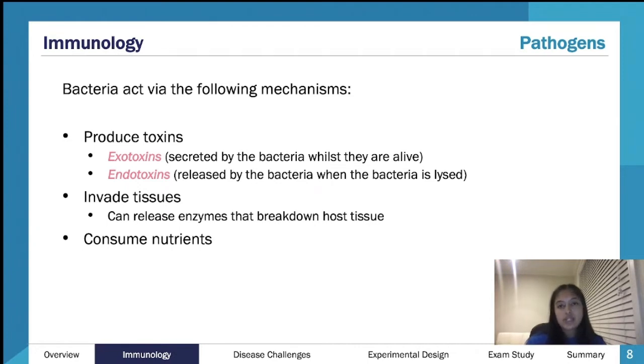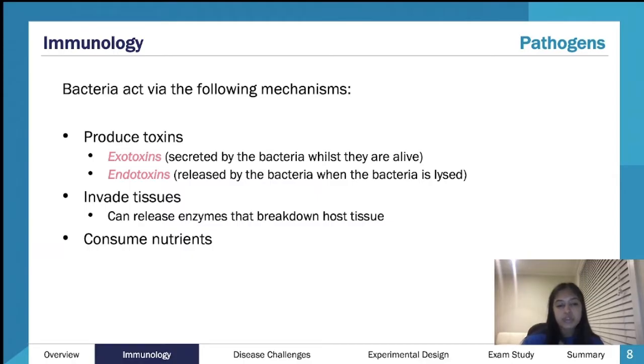So invading tissues, so we kind of think of bacteria as extracellular pathogens, so they exist sort of outside the cell, and then they can come in and invade tissues. They can release these enzymes, release these other toxins that ultimately break down that tissue and break down the cells in that tissue, and that's obviously going to lead to consequences, symptoms, and ultimately sometimes death of those cells and those tissues.